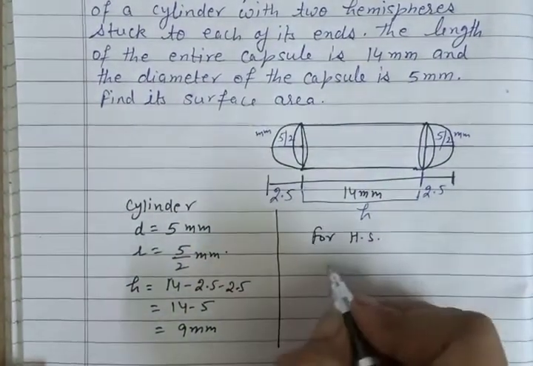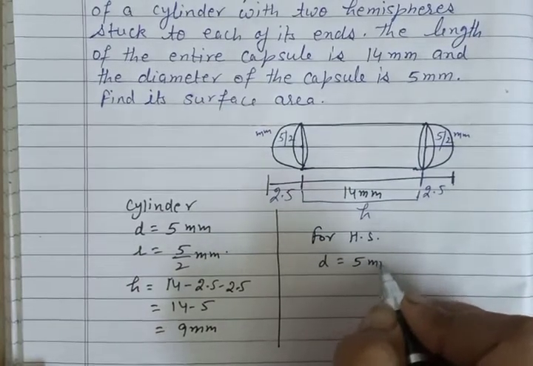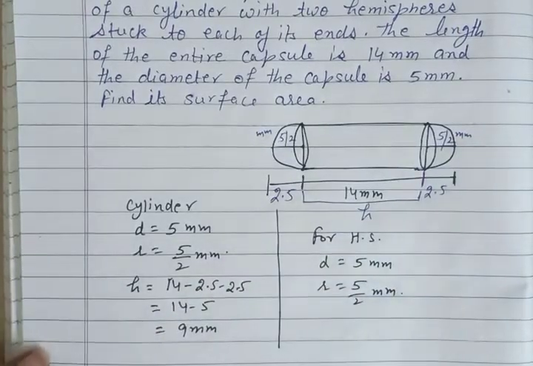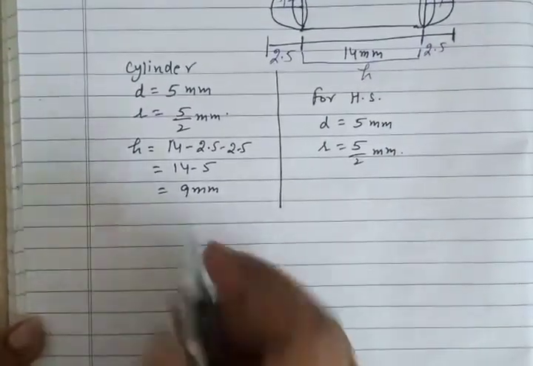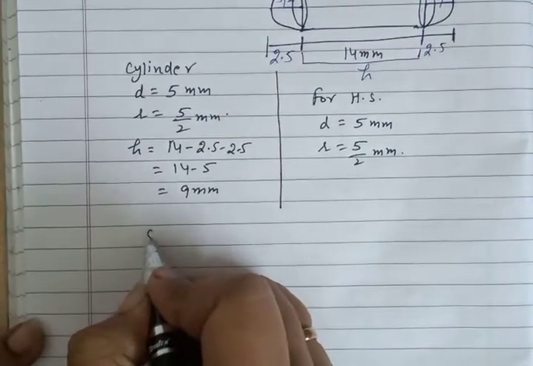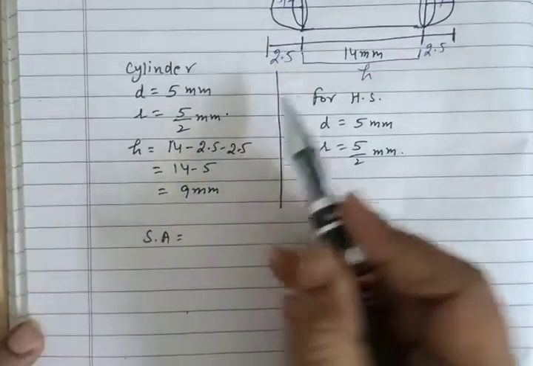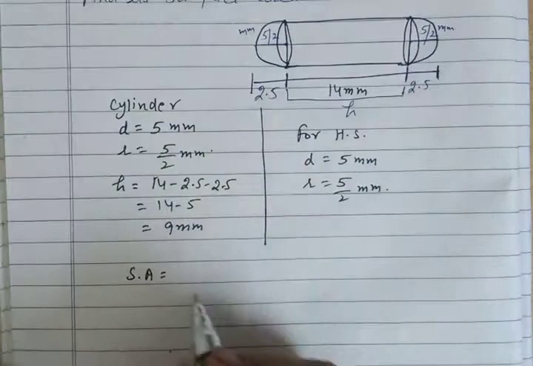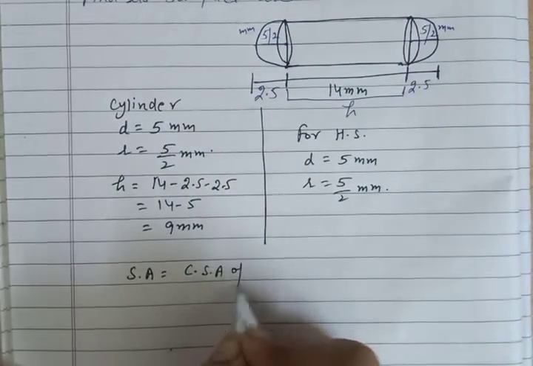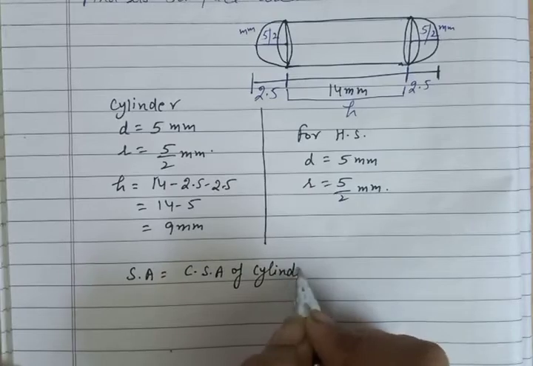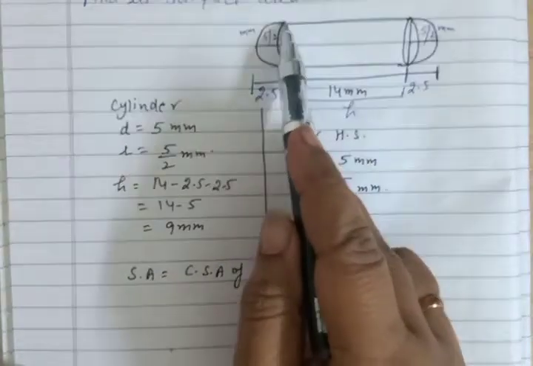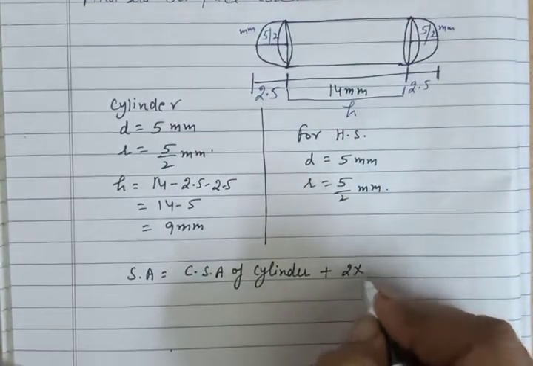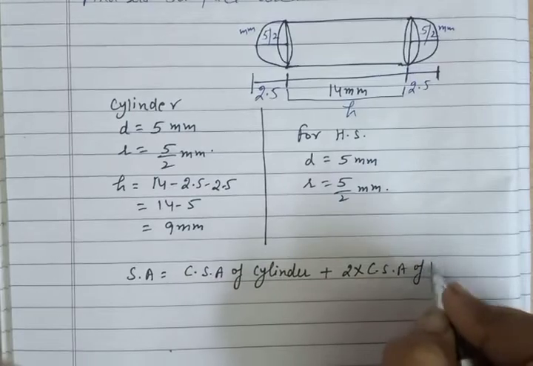The other figure which is there is the hemisphere. For the hemisphere, diameter is 5 and radius is 5 by 2. Now we need to find the total surface area. Here the surface area is the curved surface area of the cylinder plus the curved surface area of two hemispheres. So 2 multiplied by the curved surface area of a hemisphere.